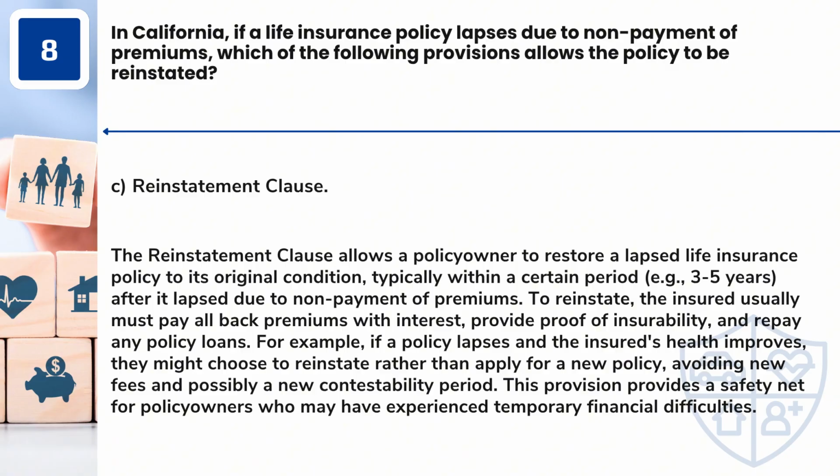The reinstatement clause allows a policy owner to restore a lapsed life insurance policy to its original condition, typically within a certain period, for example 3 to 5 years, after it lapsed due to non-payment of premiums. To reinstate, the insured usually must pay all back premiums with interest, provide proof of insurability, and repay any policy loans. For example, if a policy lapses and the insured's health improves, they might choose to reinstate rather than apply for a new policy, avoiding new fees and possibly a new contestability period. This provision provides a safety net for policy owners who may have experienced temporary financial difficulties.